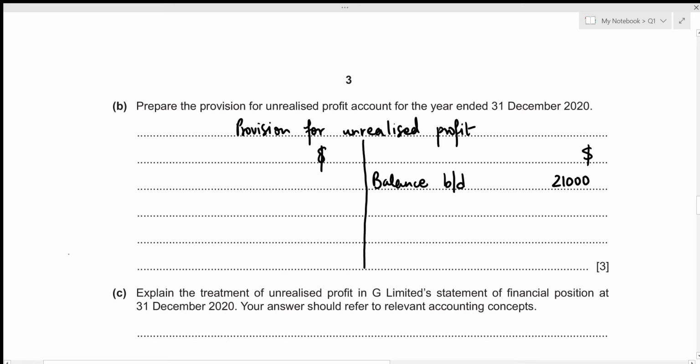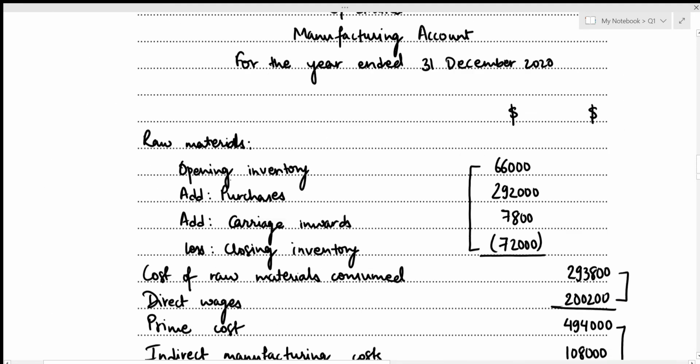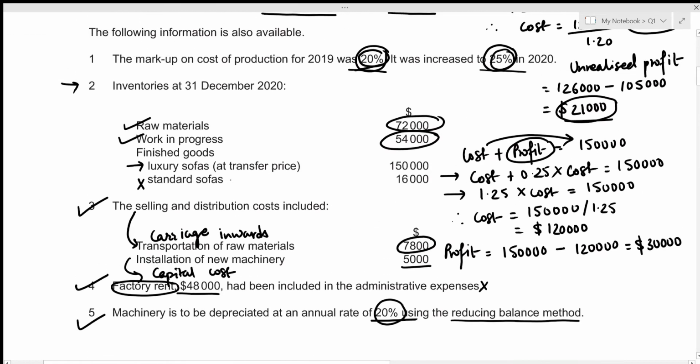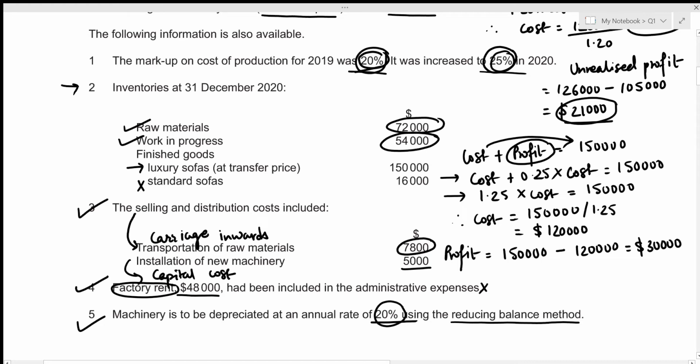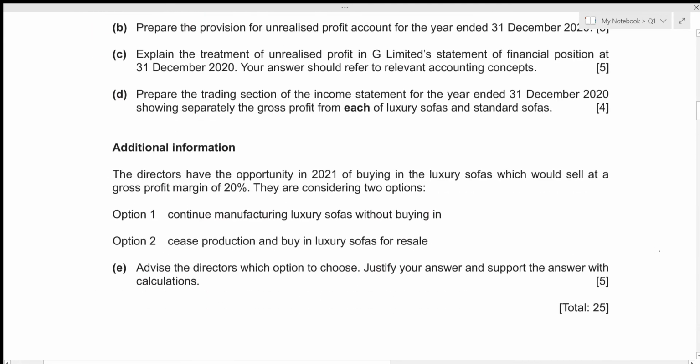So we can record it as the closing balance or balance carried down. And this will be the unrealized profit associated with the closing inventory of finished goods, which we again already figured out above. So let's have a look there. The cost of the finished goods of luxury sofas is actually 120,000, and then the unrealized profit associated with it is 30,000. So we need to record this amount in our provision for unrealized profit account. Let's do that.